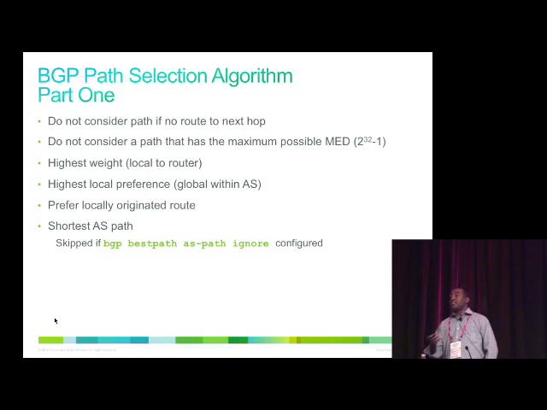Of course, in most of these cases, you will have knobs to tweak the selection algorithm. In this particular case, you can use the BGP bestpath as-path ignore knob, and it will ignore AS path in the algorithm. But that's uncommon.